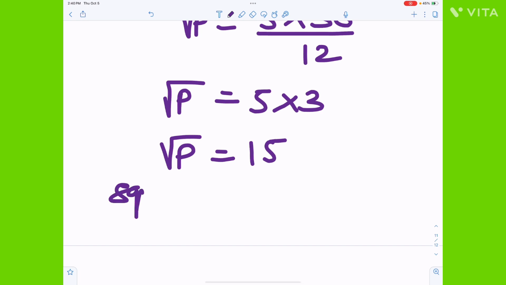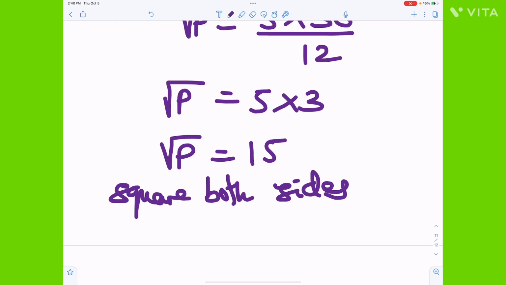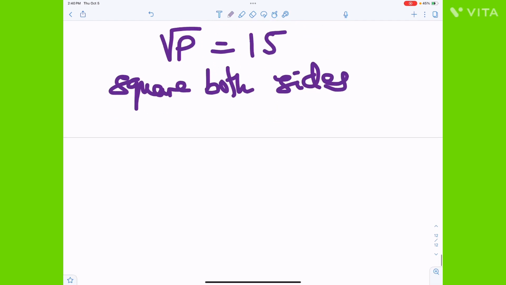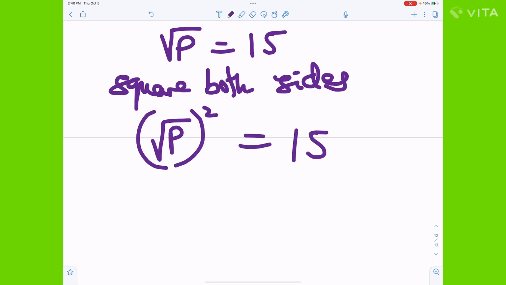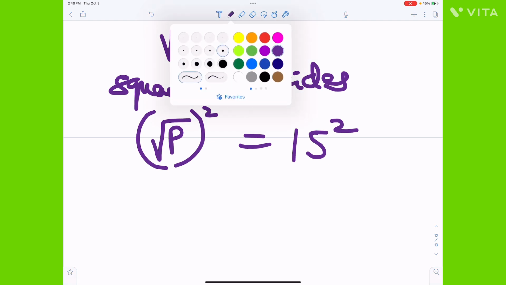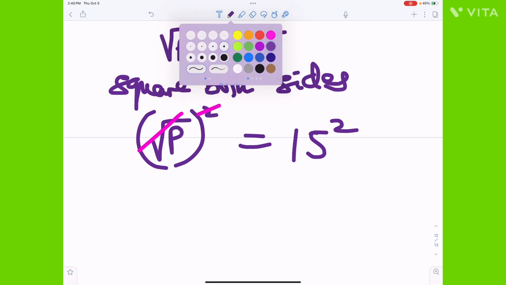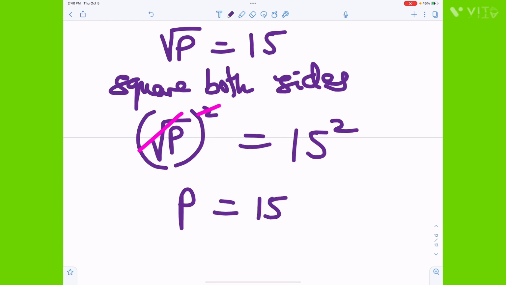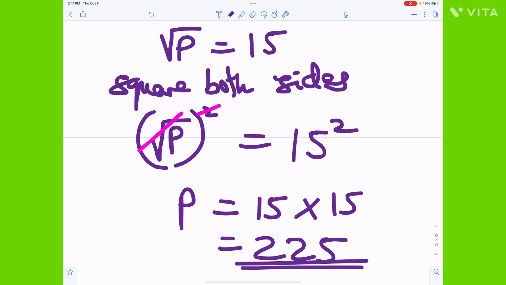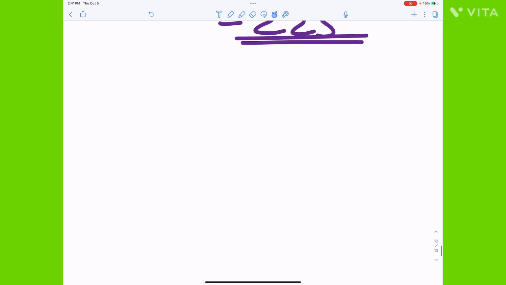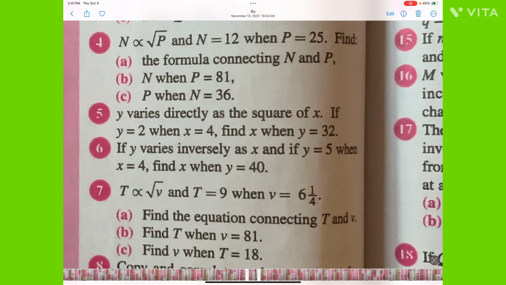How do I get my P? I will square both sides. When I square both sides, what do I get? Root P all squared is equal to 15 all squared. On the left hand side, we cut off the square root sign. Are you getting what I'm saying? So P will be 15 times 15, which is 225. So P is 225 when n is 36. I think that ends number 4.